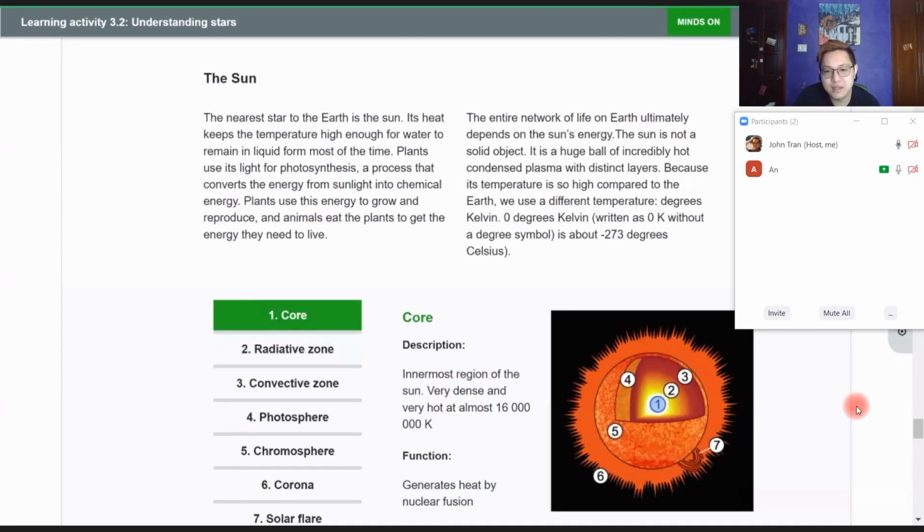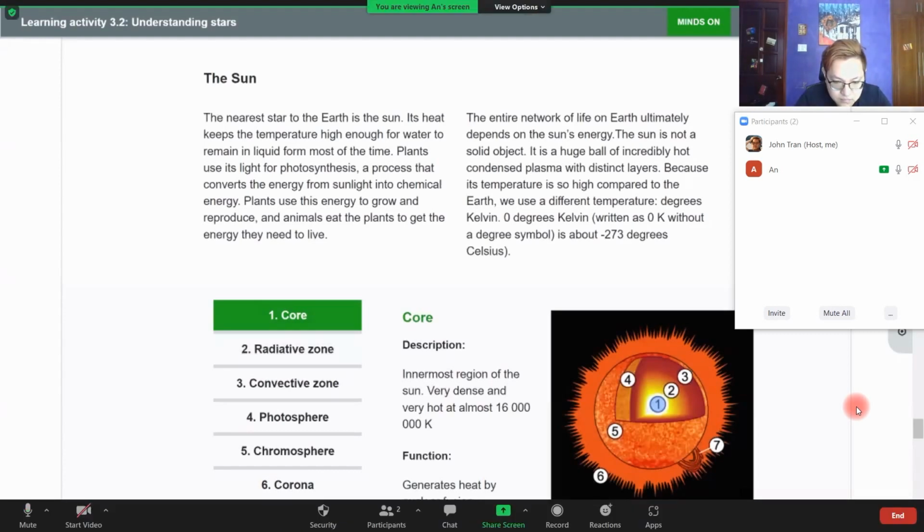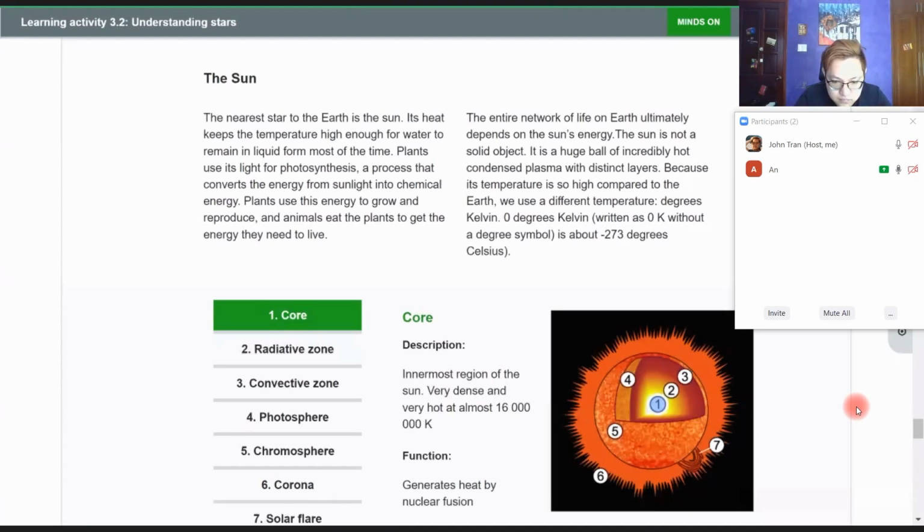Plasma is produced at very high temperatures. Because the sun's temperature is so high compared to the Earth, we use a different temperature scale: degrees Kelvin. 0 Kelvin, written as 0 K without a degree symbol, is about negative 273 degrees Celsius.